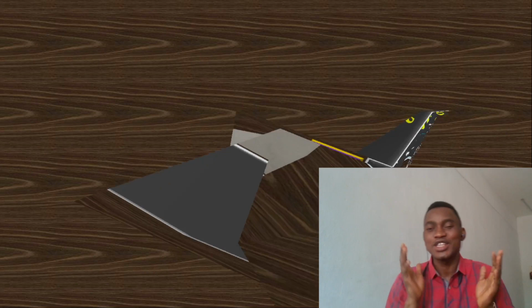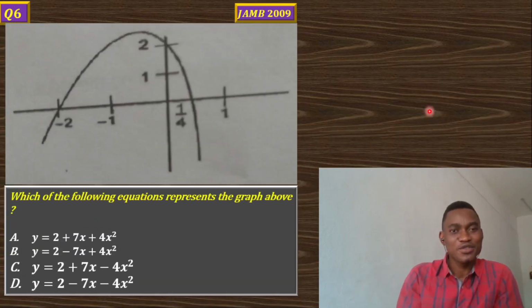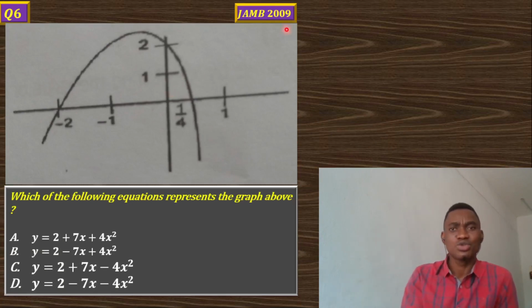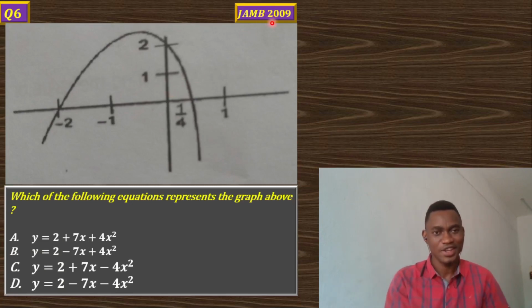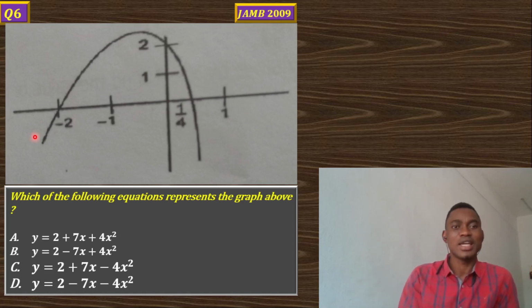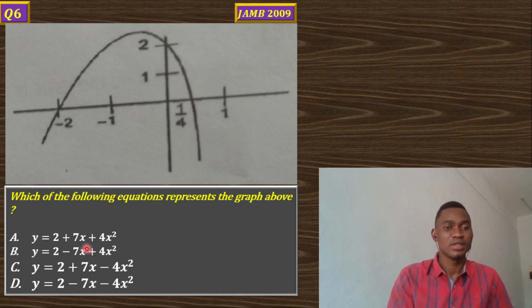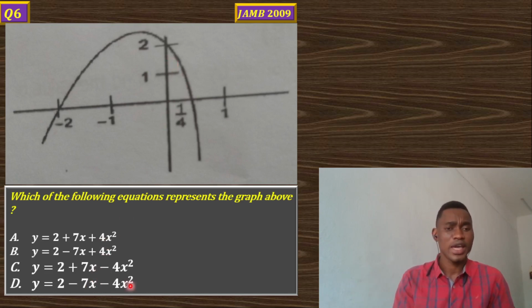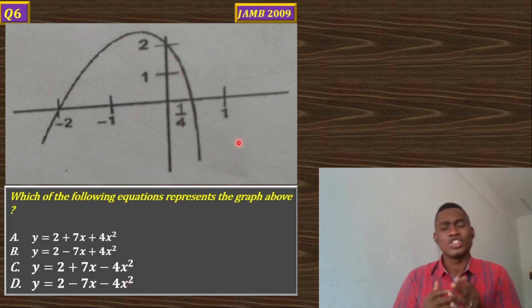All right, guys, let's look at the last question for today. We are given a quadratic graph again. This is from JAM 2009. This is an N-shaped curve. We are asked to find the quadratic equation whose graph is represented. Here are the options.